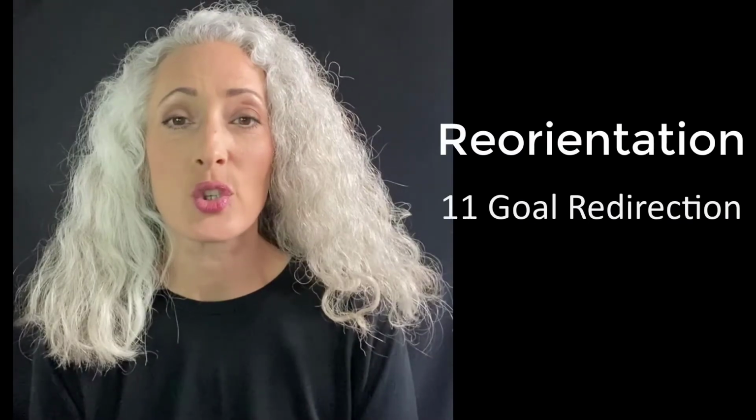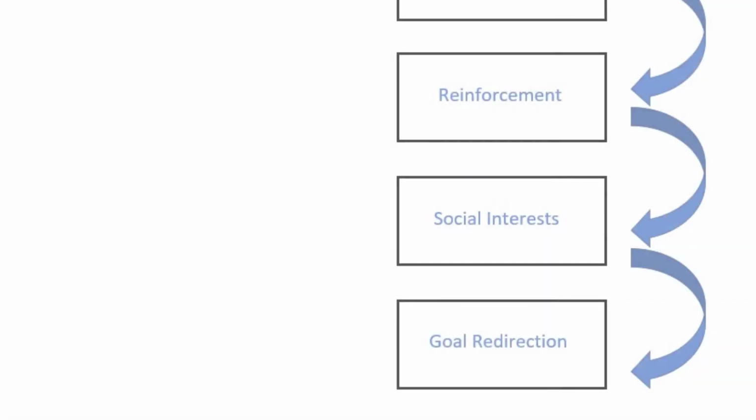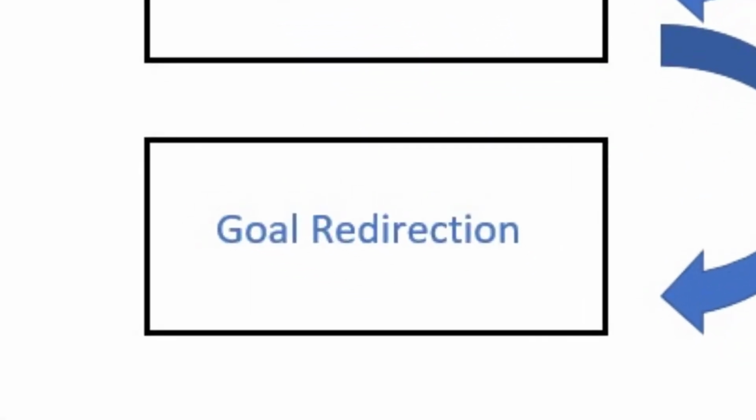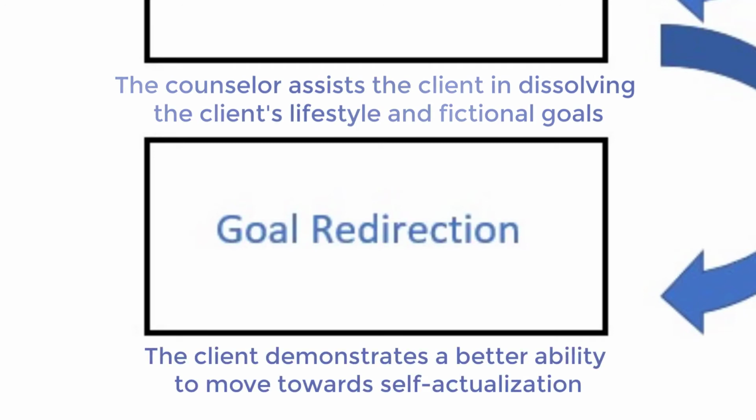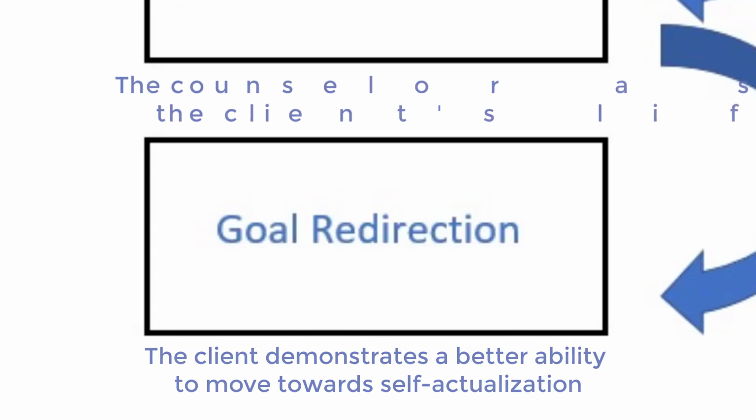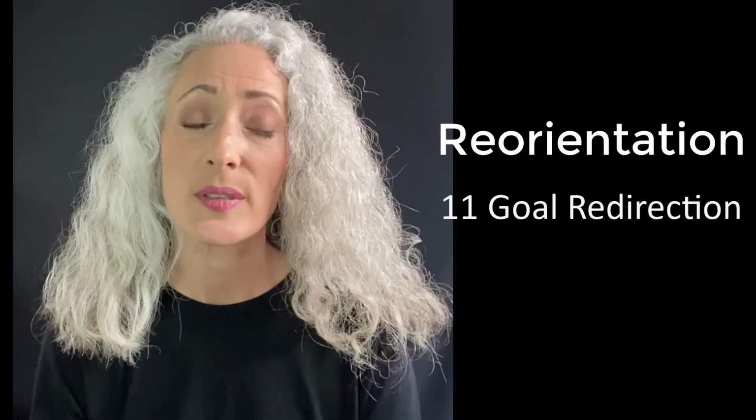Stage 11, goal redirection. In this stage, the counselor is assisting the client in dissolving their lifestyle and fictional goals. Here we will see the client is better able to let go of the self and their old goal as they begin to adopt a new direction. Here in this stage, the client is exhibiting a better ability to move more towards self-actualization.